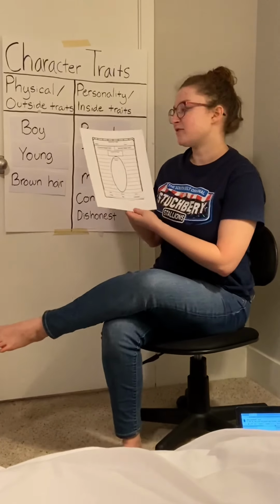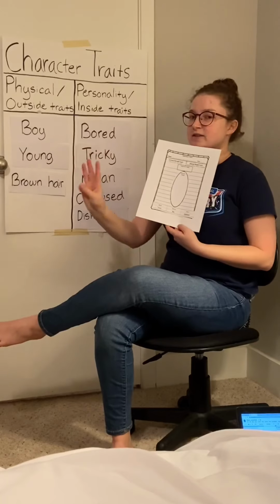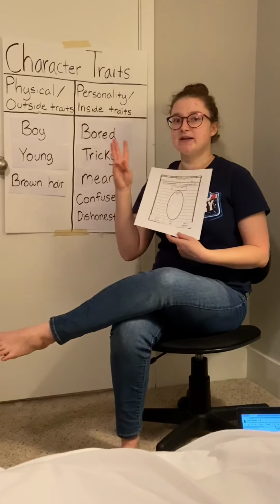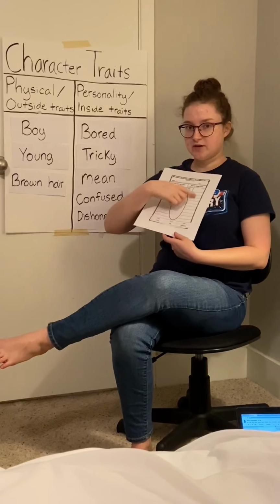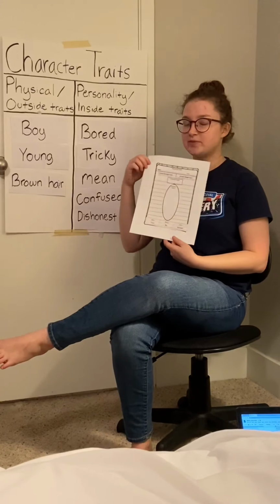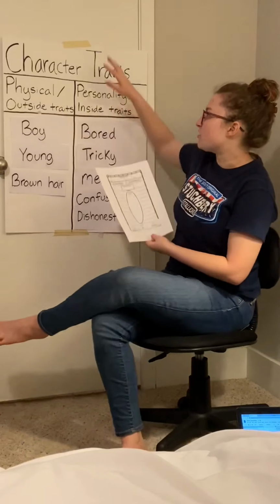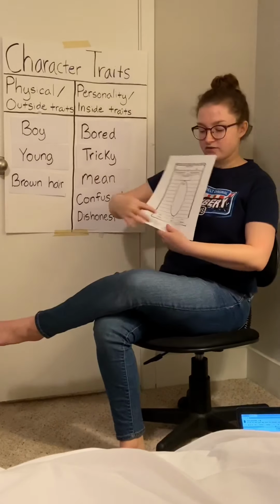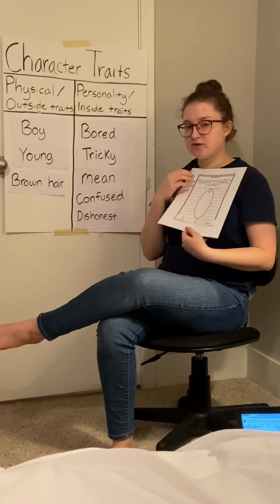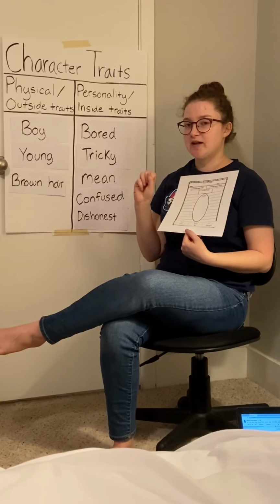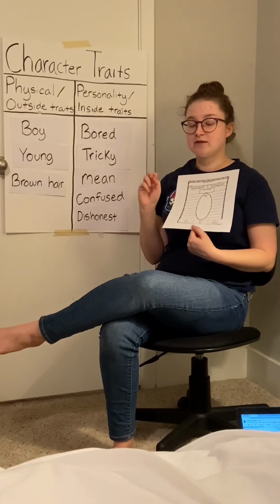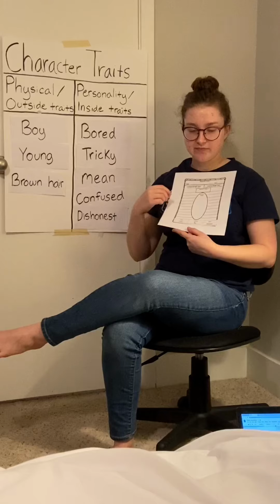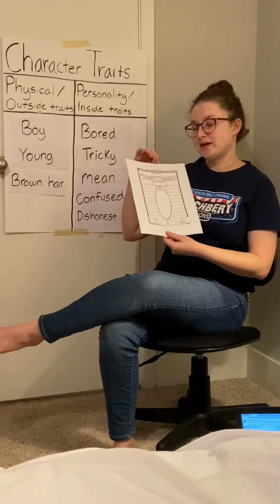So you're going to write 3 physical outside traits about the shepherd boy and 3 personality inside traits about the shepherd boy. You can work with your table as a group. You can also use the anchor chart up here to help you. Remember to look at your word bank. After you have written your 3 personality and 3 physical traits, I want you to draw a picture of the shepherd boy here. And I want you to color it and make it detailed.